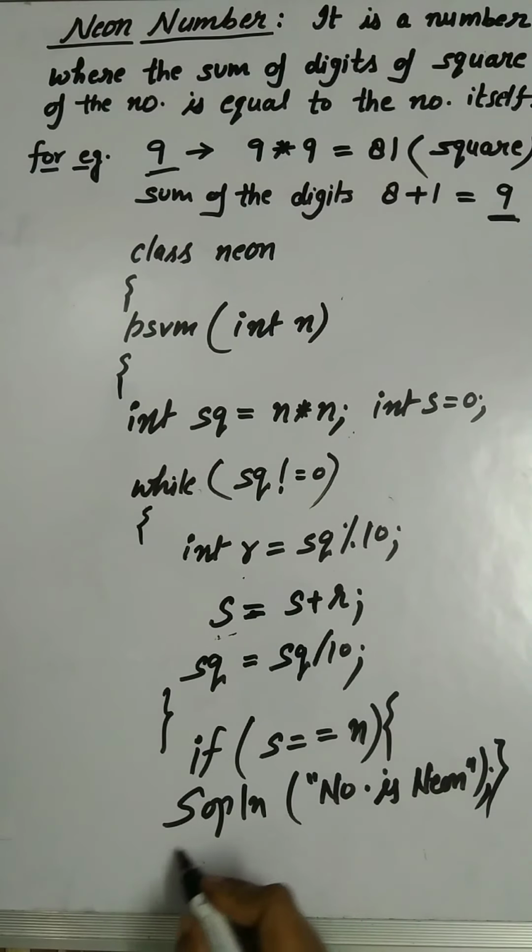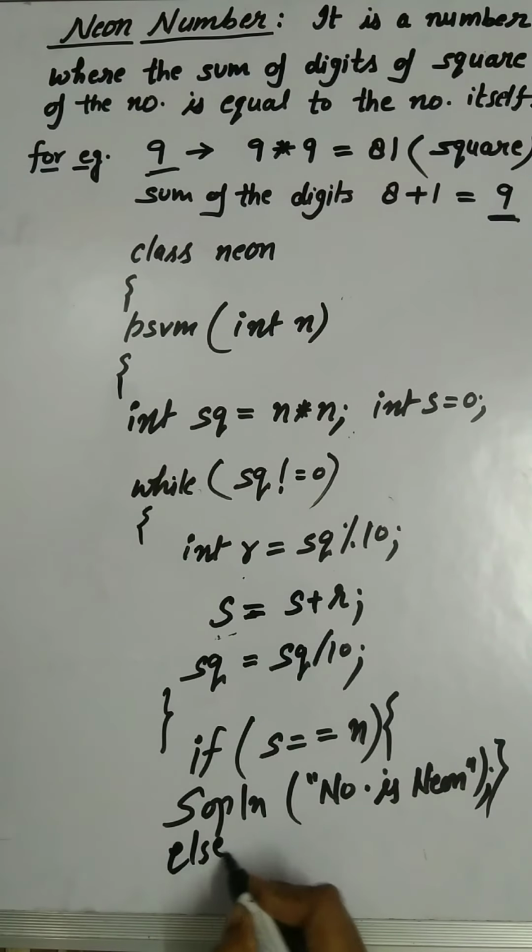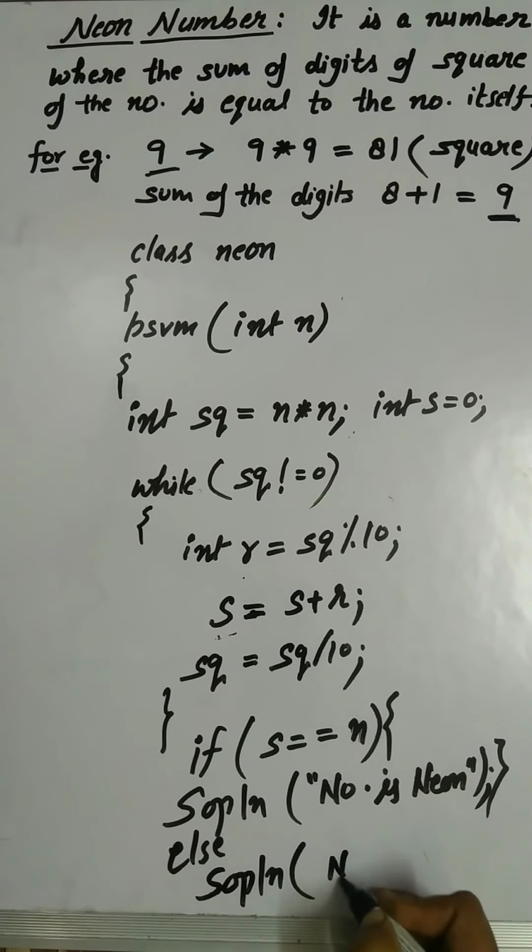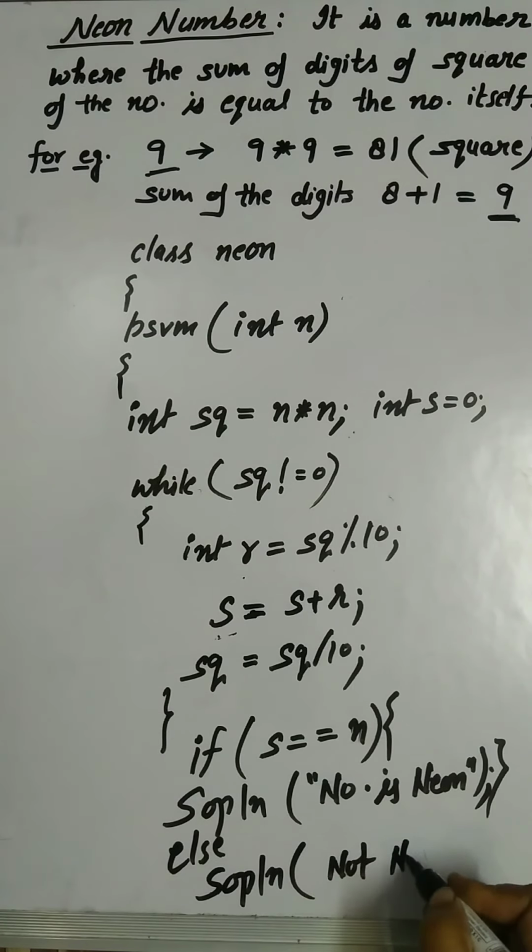Here close the if block. Else, System.out.println("not neon"). Okay, not neon.